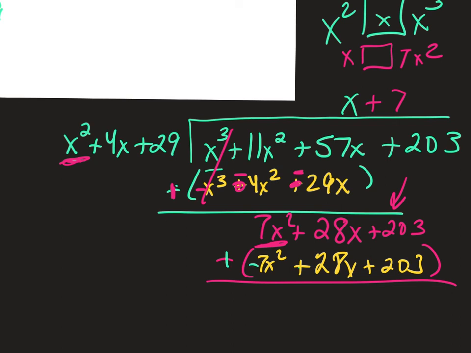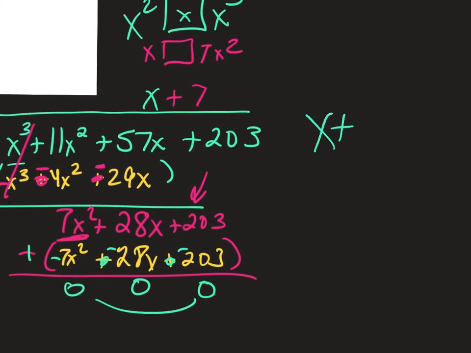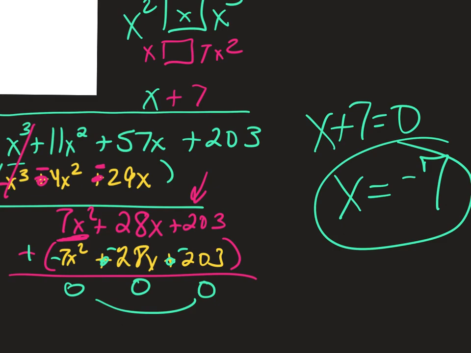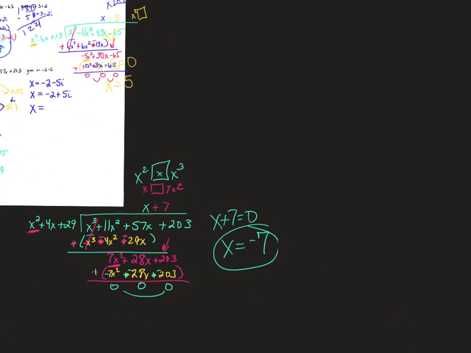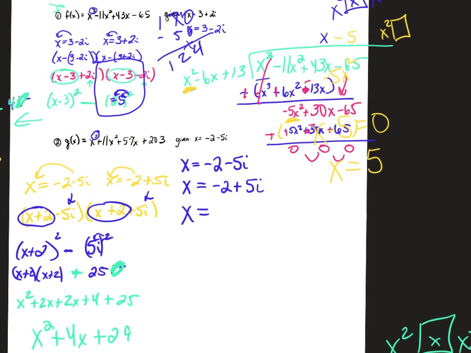So plus, minus, change. 203 minus 203, nothing. 28 minus 28, nothing. 7 minus 7, nothing. So guys, we're left with x plus 7. We set that equal to 0, and I get my final 0 of x equals negative 7. So your three answers would be negative 2 plus 5i, negative 2 minus 5i, and x equals negative 7. And there you have it.